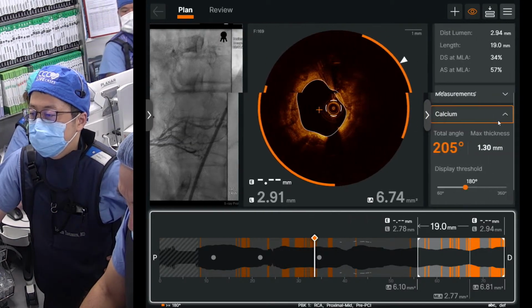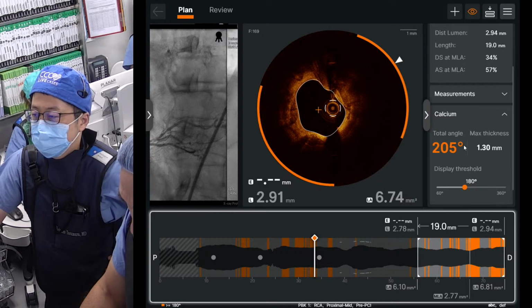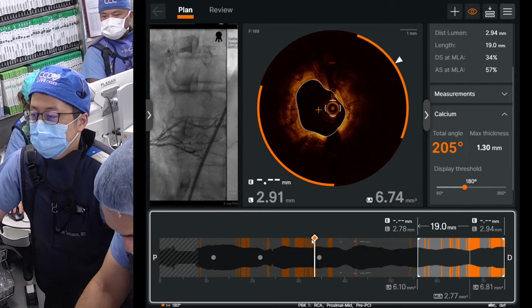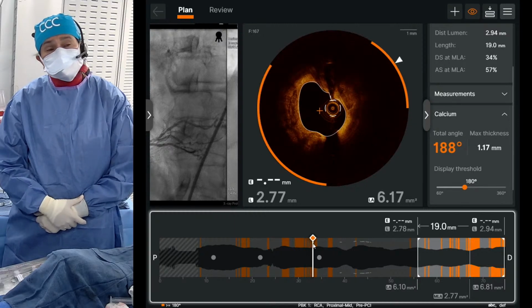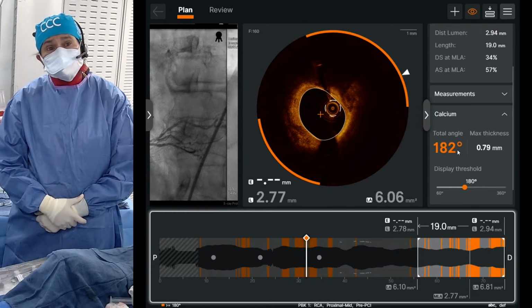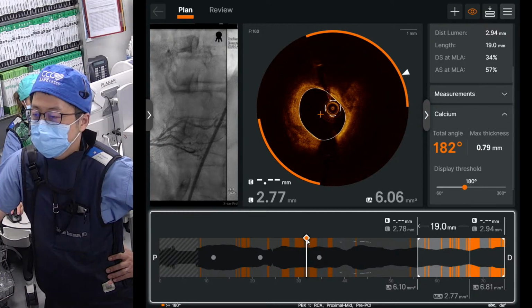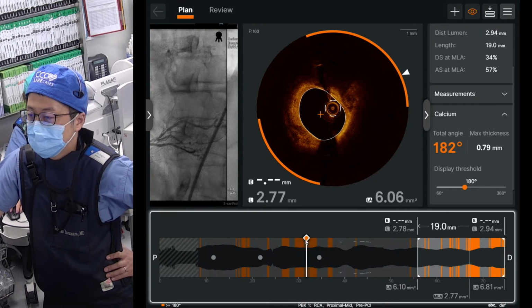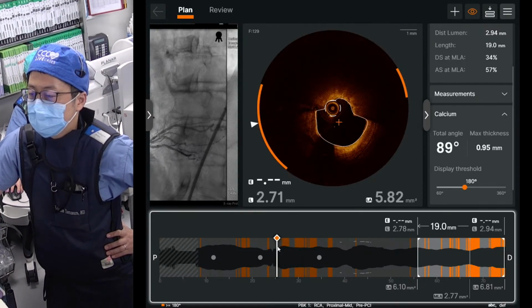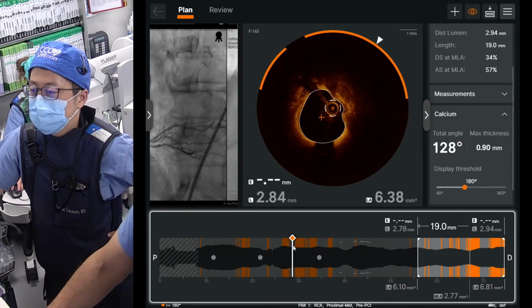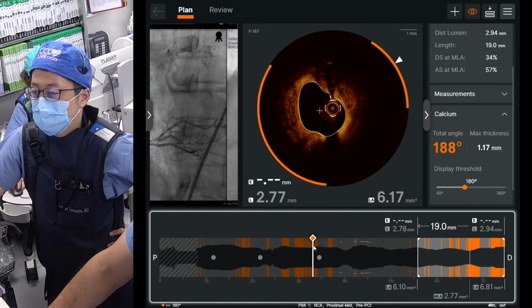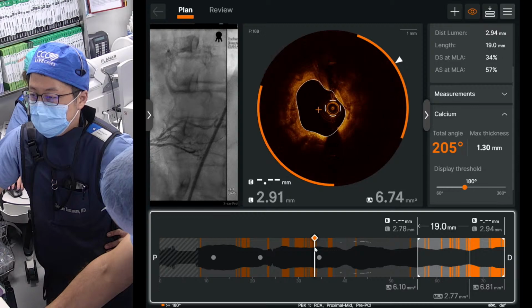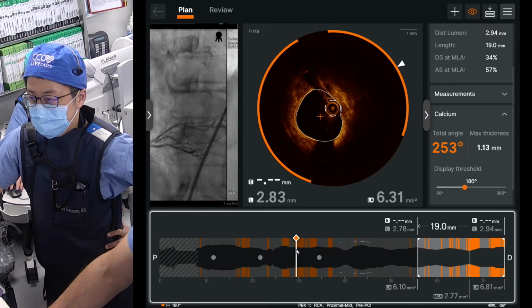So let's go back. If we are doing IVL, is it 3.5 or 4? Dr. Kinney, let's discuss again. It shows some 180 cross sections, but it doesn't come to the 270 arc of the calcium. Based on our algorithm, if it's more than 270, there is a risk of stent underexpansion. Understood. That is only the arc we are taking. Okay, so we understood. Based on the arc, we don't have to do it.